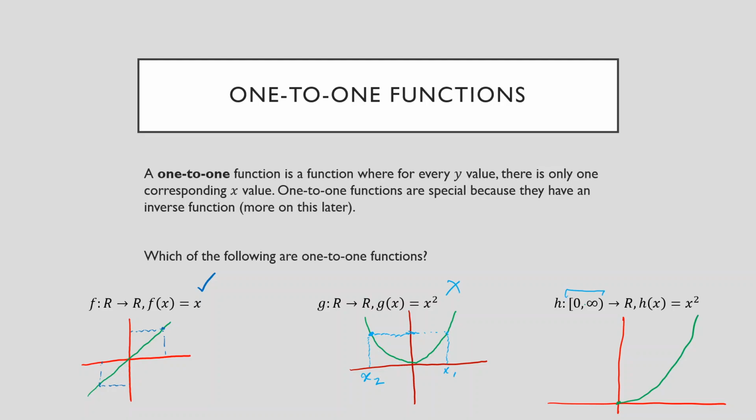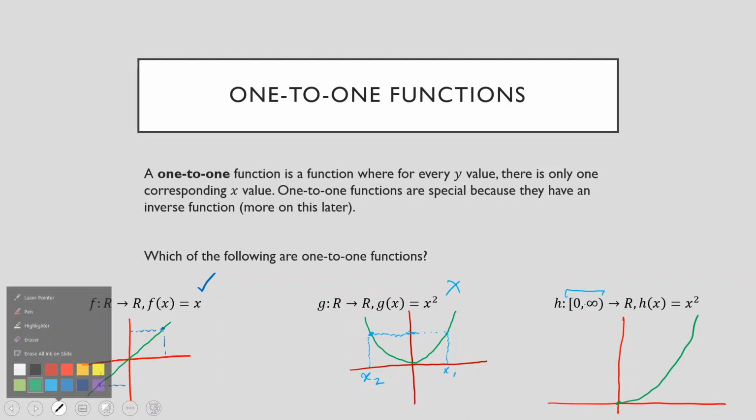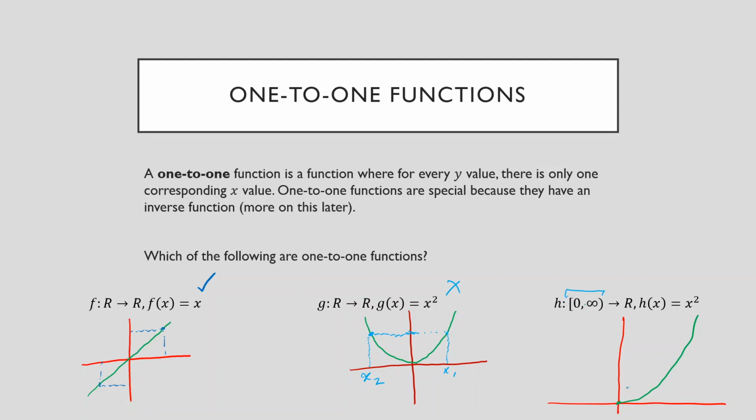Now you should be able to see that no matter what y value we choose, you'll always only get one corresponding x value. You choose a y value of this, there's your x value. Choose a y value of this, there's your x value. Okay, there's only ever one point for each y value that could be chosen. Therefore, this is a one-to-one function.